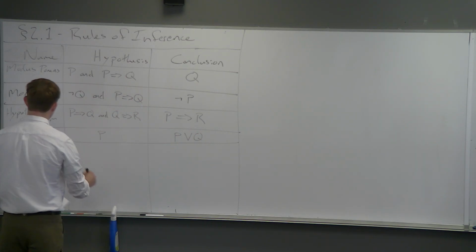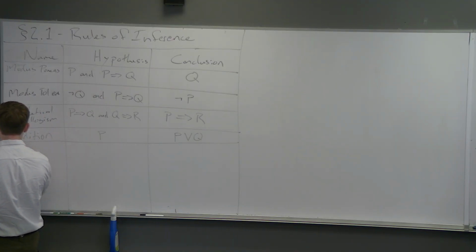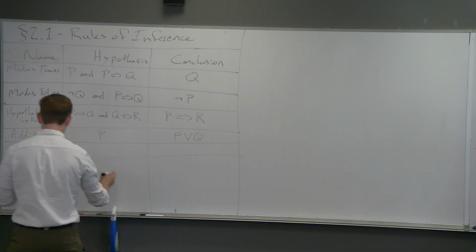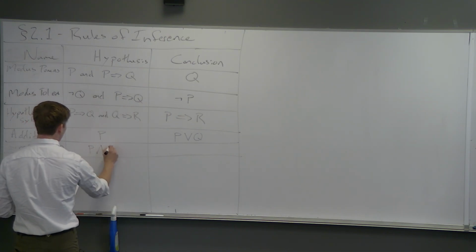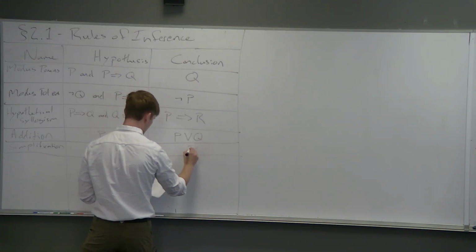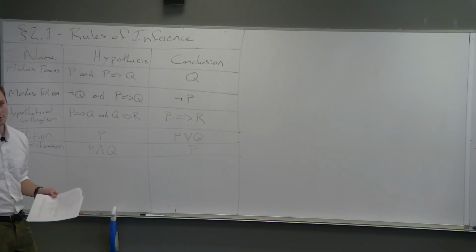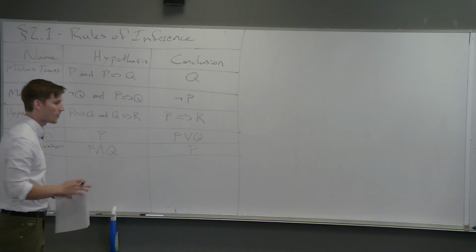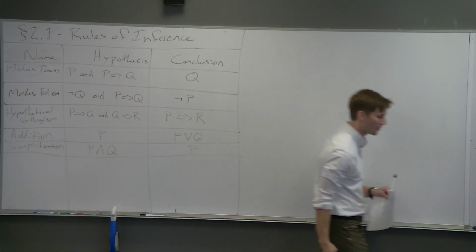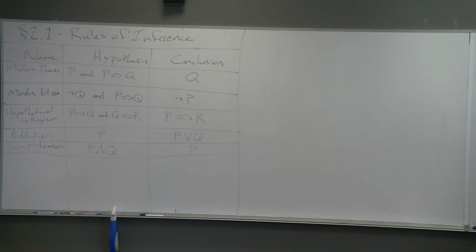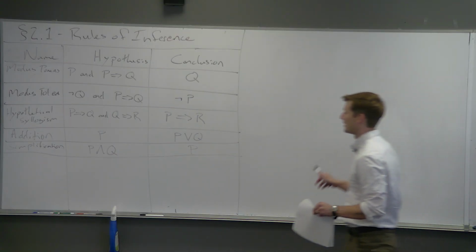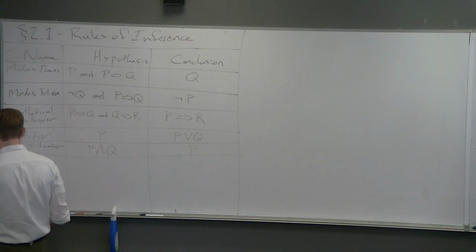Simplification says if you've got an and, you can just get one of those things. That is, if you have P and Q, you can certainly get P. You could also get Q. Same business. Ooh, have I lost connection on my audio? Maybe. No, that's back. There we go. Good. No more technical issues.